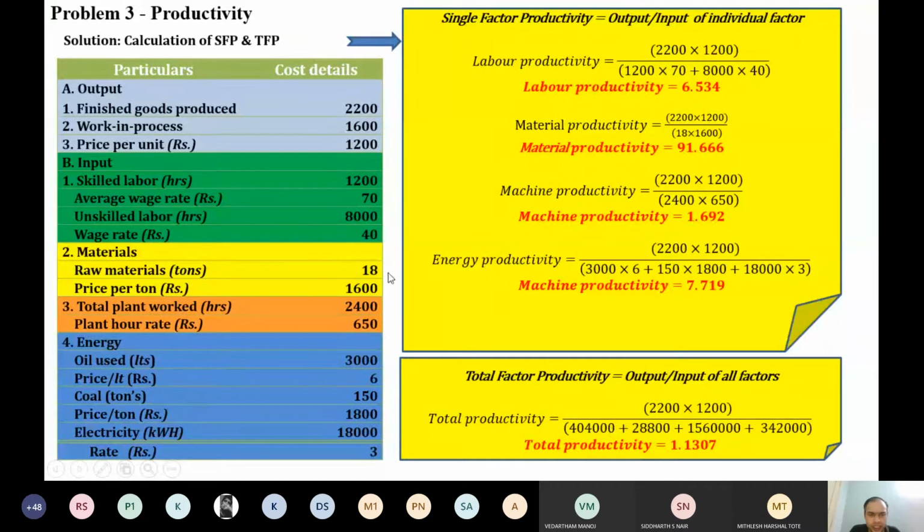Similarly, they're using 18 tons of material, and for 1 ton they're paying 1,600 rupees. So if you multiply 18 into 1,600, you will get 28,800. Then machine productivity is the same way. 2,400 into 650, you got these numbers. Then energy: for individual factors, we have multiplied and put this value.